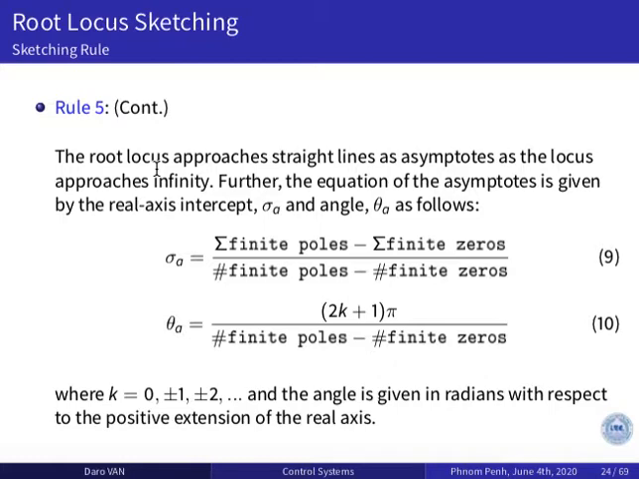So the root locus approaches straight lines as asymptotes as the locus approaches infinity. And the equation of the asymptote is given by the real axis intercept, this one, which is given by this, and also the angles, given by these ones. So the angle is in radians.